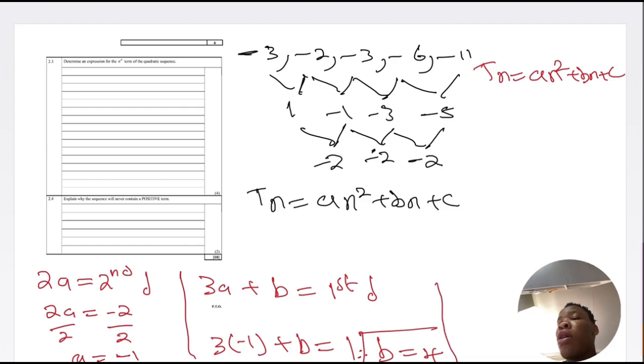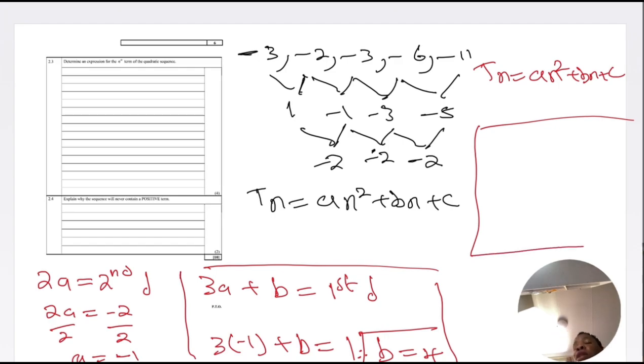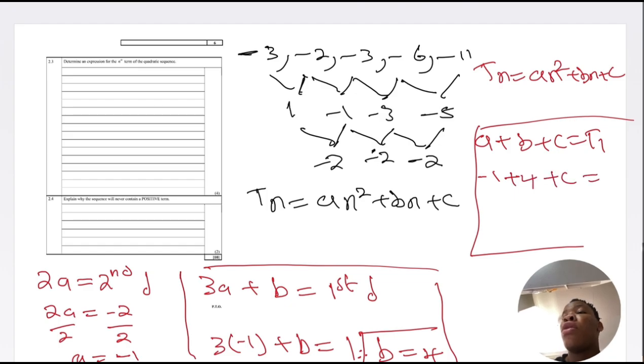Okay, then let me write C over here. The formula to find the value of C says A plus B plus C equals T1. So the value for A is negative 1, the value for B is plus 4, plus C equals T1, which is negative 3. So now negative 1 plus 4 equals 3. Therefore we'll have C equals negative 3, negative 3, so C equals negative 6.